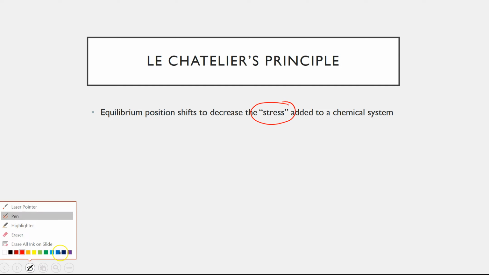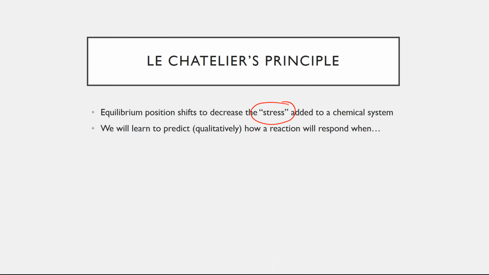And so when we talk about this stress, quote unquote, I'm doing finger quotes right now, you just can't see me. We're talking about predicting how a reaction will respond when we mess with the concentration. So if I adjust the concentration of my reactants or products from the outside while a reaction is going on, what's going to happen as a result? We're going to do a qualitative prediction there. We're essentially predicting, are we going to make more products or more reactants when I do that?